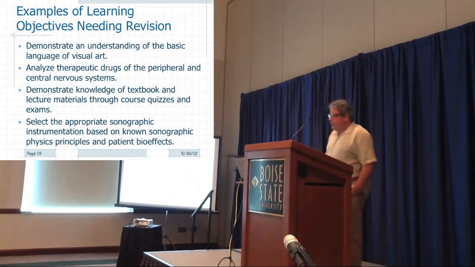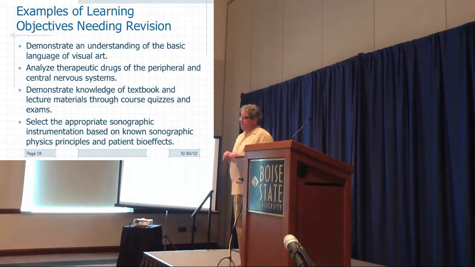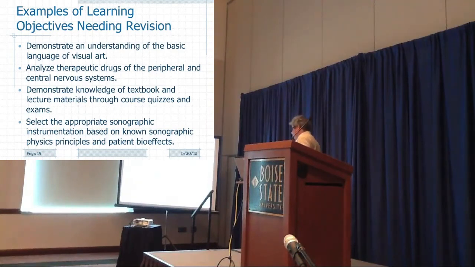On the other hand, here's 4 objectives that I think could benefit from some revision. Let's take them one at a time. Demonstrate an understanding of the basic language of visual art. What problems might that present for students as a learning objective? How can that understanding be demonstrated? Okay? It's not measurable, or it doesn't define the manner in which this understanding is going to be demonstrated. It's very difficult to prove that you understand something if you're not given some specific guidelines for how you're going to show that understanding.